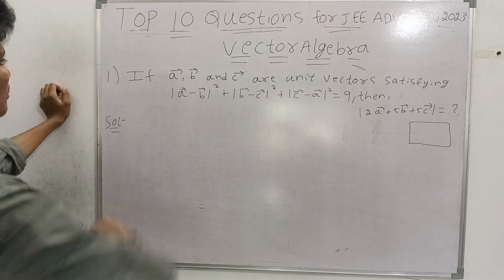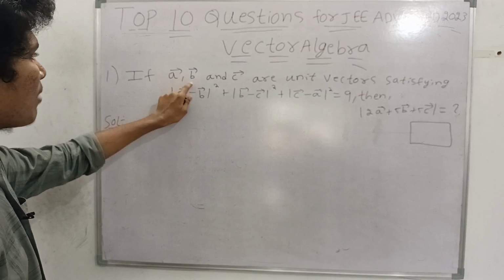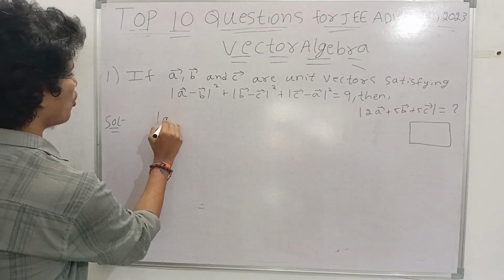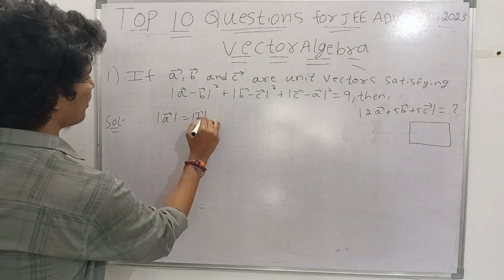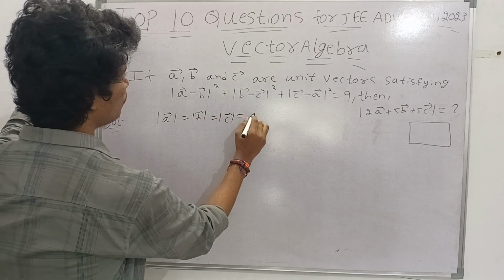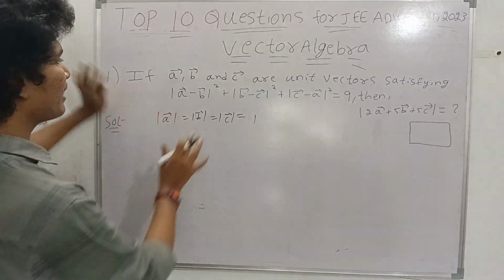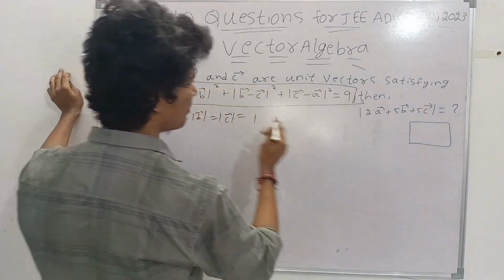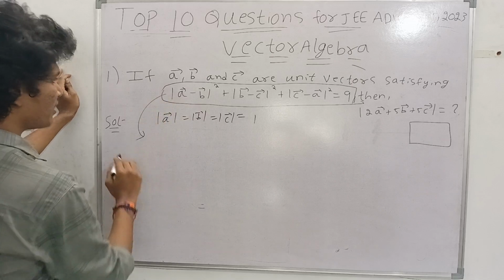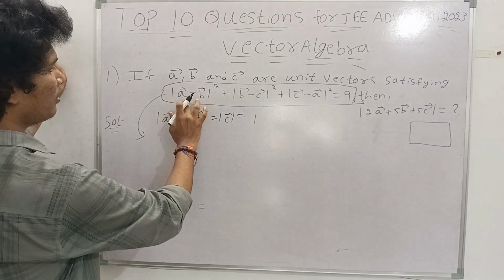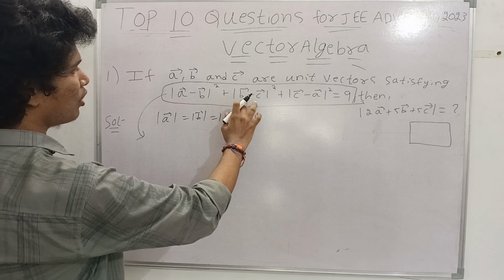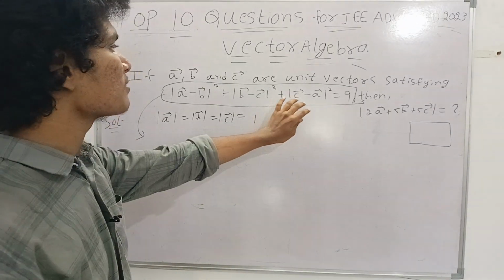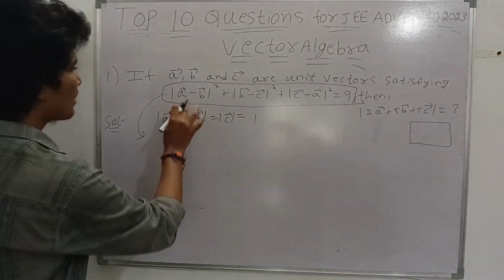The first question is on the screen. If vectors A, B and C are unit vectors, it is clear that the magnitudes of A, B and C are equal to 1, and they satisfy the given relation. It is a very important relation. This type of question came in JEE Mains as well as JEE Advanced. So we have to reduce this equation: magnitude of A bar minus B bar whole square plus magnitude of B bar minus C bar whole square plus magnitude of C bar minus A bar whole square equal to 9.